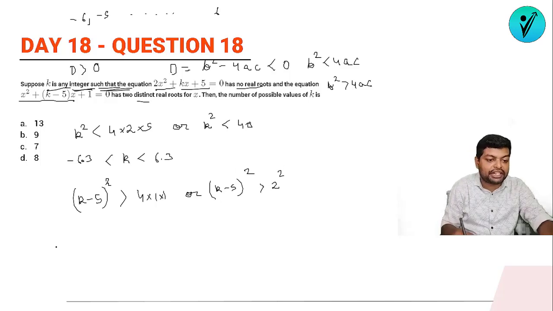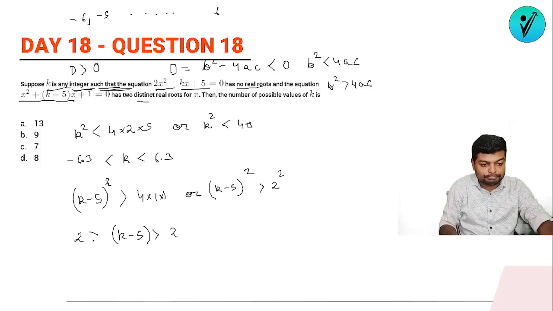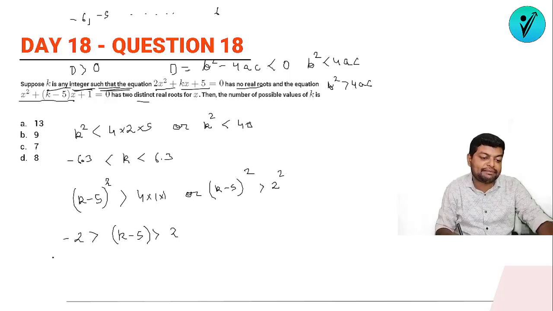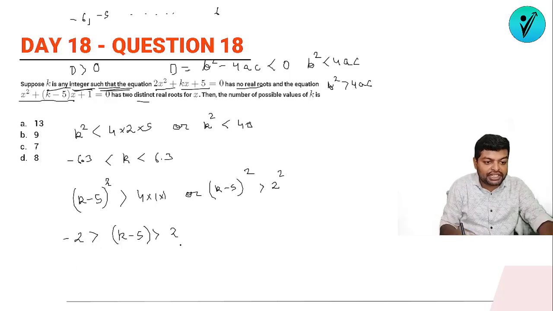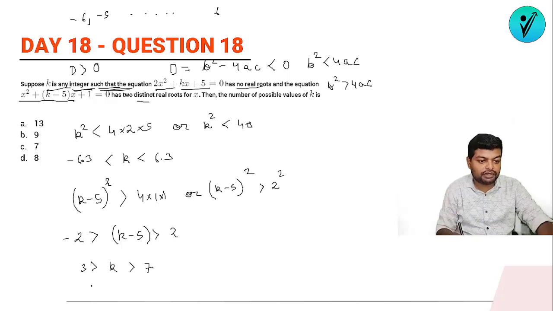Simplifying this inequality, we will have that k minus 5 will be greater than 2, or k minus 5 will be less than minus 2. When you solve this inequality, shift the 5 to the other side, so it becomes k is less than 3 or k is more than 7. So k can be less than 3, or k can be more than 7.